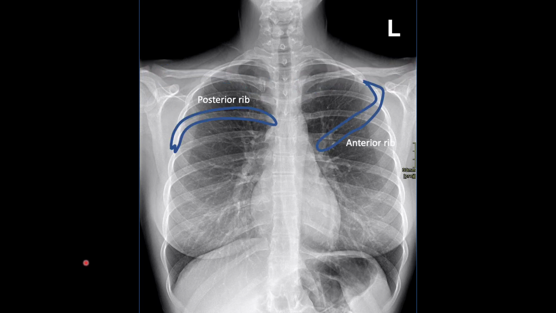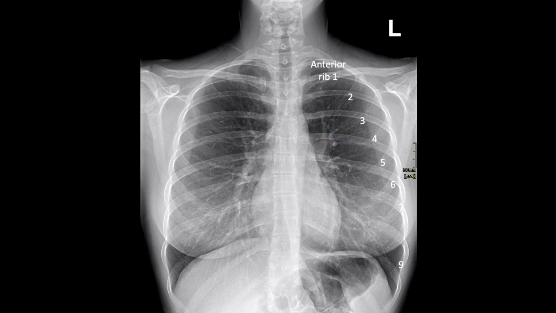So then we have the rib cage, and there are 12 pairs of ribs on each side. And remember that the anterior ribs come at a different angle compared to the posterior ribs. The posterior ribs are more horizontal. The anterior ribs come at a different angle, sort of an oblique angle. And the posterior ribs are probably easier to see, but you have to pay attention to them, especially if you're looking for a fracture, for example.